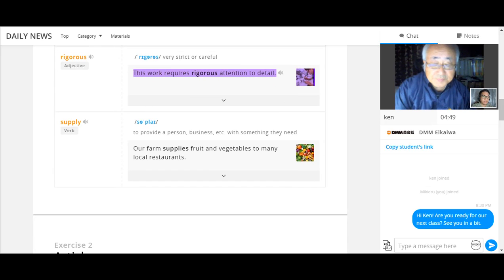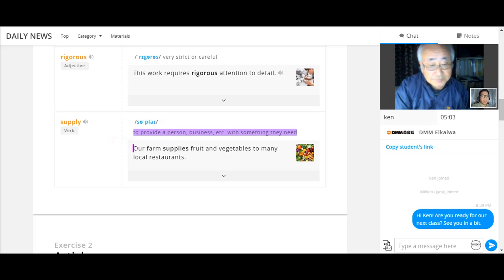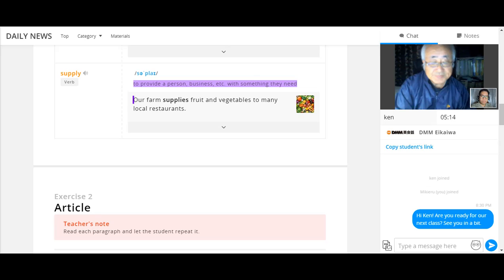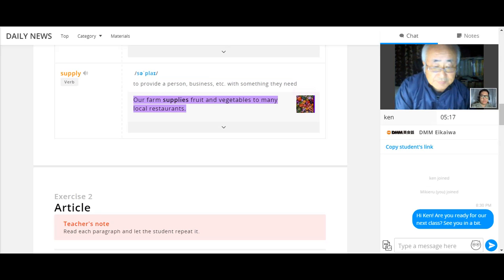Detail. Okay, much better. And then the last word is supply. Supply: it means to provide a person, business, etc., with something they need. Our farm supplies fruit and vegetables to many local restaurants. Ken, can you repeat this word? Vegetables. Okay, much better.